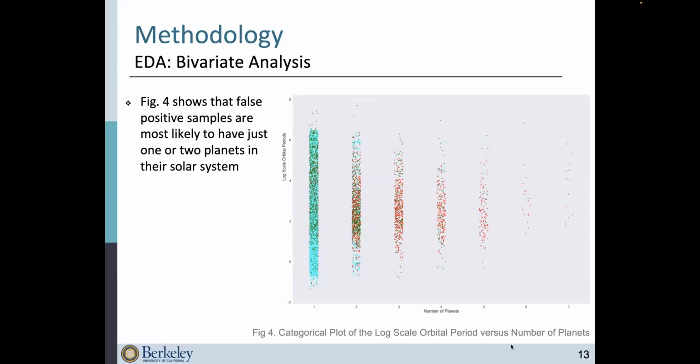I mean, the number of planets is the number of planets in the solar system. So for Earth, we have, I think, seven. Yeah, and just Earth is 8. Yeah, so we can see that if the solar system has very few planets, it's not likely to be a confirmed exoplanet sample. So it's maybe a false positive observation.